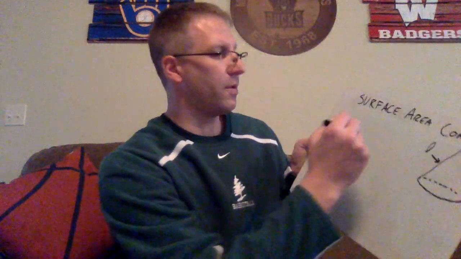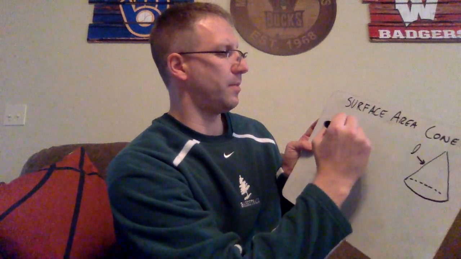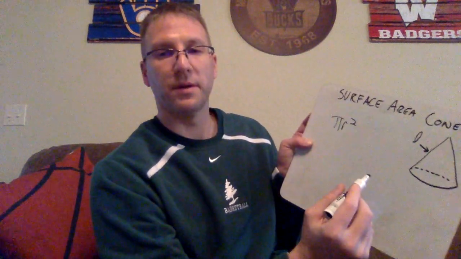Okay? So, if I want to create this cone, first thing I need is the base. And the base of the cone is just this circle right here. So the first thing I need is this circle, which would be the radius of the cone times itself times pi. So the first part of our formula is going to be pi r squared.